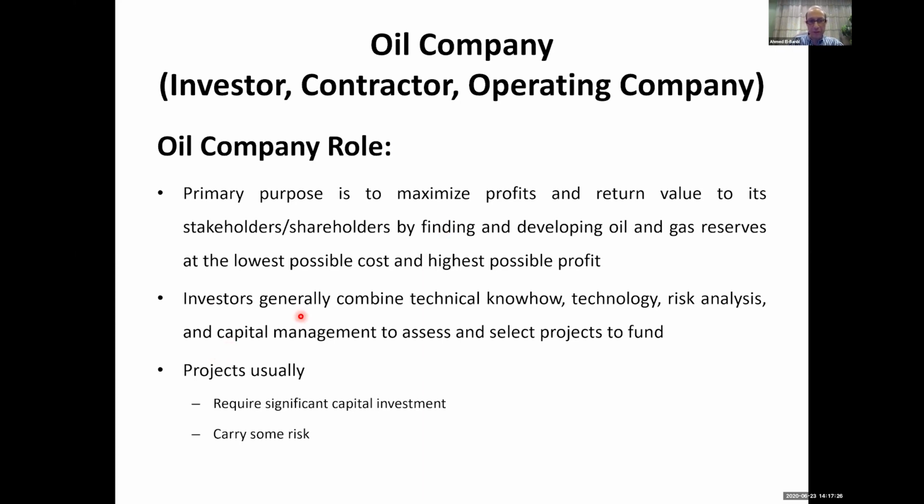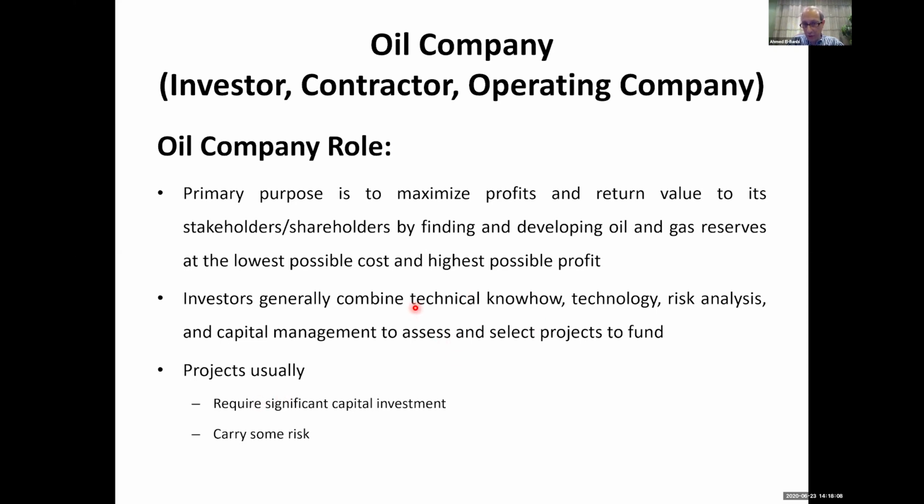Investors or oil companies generally combine technical know-how, so they also employ experienced professionals in the upstream business. They combine technical know-how and technology; they sometimes develop technology themselves, and they buy technology from service companies. They also combine risk analysis and capital management. They have a certain amount of money, and they need to manage this money among the different projects, to assess and select projects to fund. This is the oil company expertise. This is basically what they do.